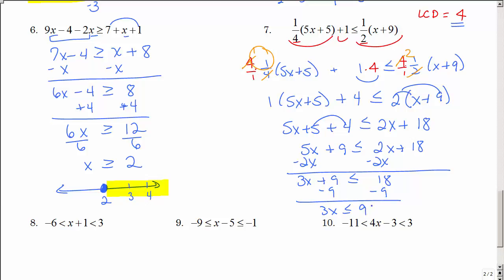And then what's my last step? I need to divide by 3. Right, so if I divide by 3, I am so sorry, I'm cramming this in. I have x is less than or equal to 3. I did not divide by a negative, so I do not need to flip it. I still need to put that on a number line. So fill that in. Read that inequality. That's less than. X is less than or equal to 3.